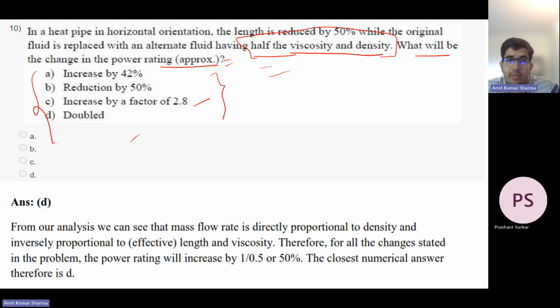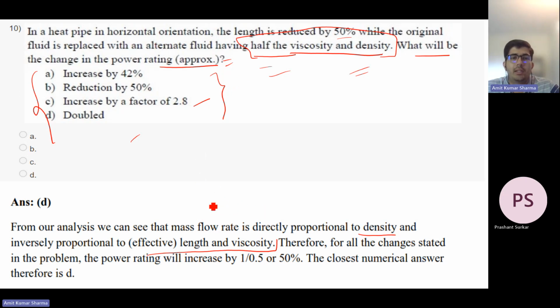So from our analysis, we can see that mass flow rate is directly proportional to density and inversely proportional to effective length and viscosity. From the derivation, for that you can refer to the class notes. So the result is that mass flow rate is directly proportional to the density and inversely proportional to the effective length and viscosity. So now here we have mentioned that the fluid has half the viscosity and density and the length is reduced by 50%. So what will happen?